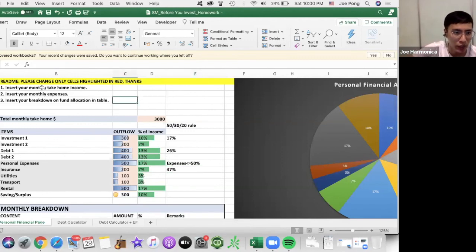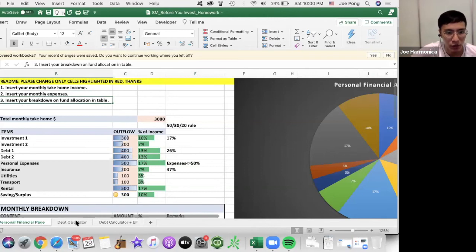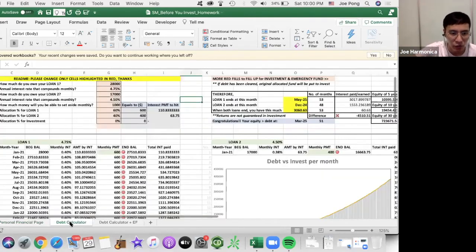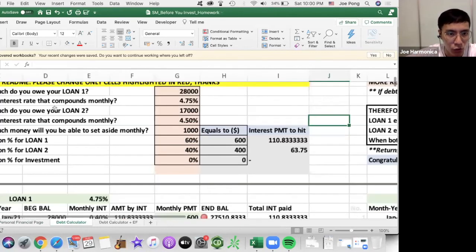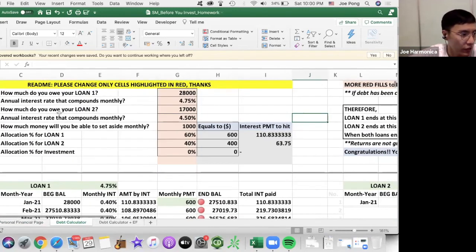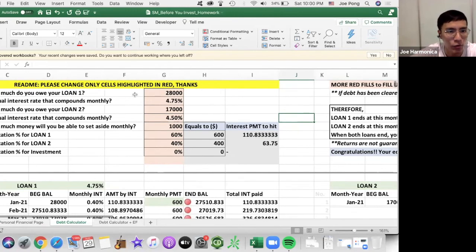All right, I believe everyone is seeing my spreadsheet now. If you are on your computer, you can go to your spreadsheet and go to the second sheet, which is the debt calculator. Let me go through section by section because there's quite a lot happening in this spreadsheet. It can be confusing, but don't worry, I will walk you through portion by portion.